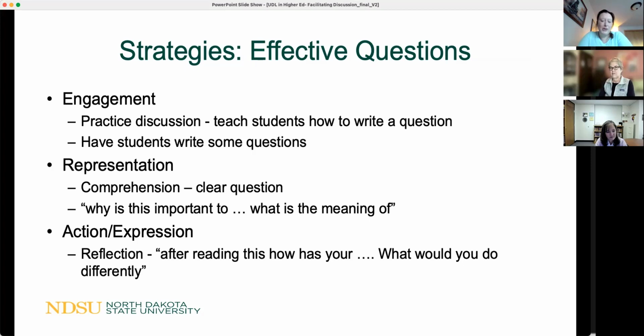So representation, remember, clear questions. Some examples of questions to get the students to do more than just answer yes or no are: why is it important to? What is the meaning? How is this similar? Explain how. What is meant by? Don't just allow that question for the response, yes or no. So think of that. Action and expression, reflection.